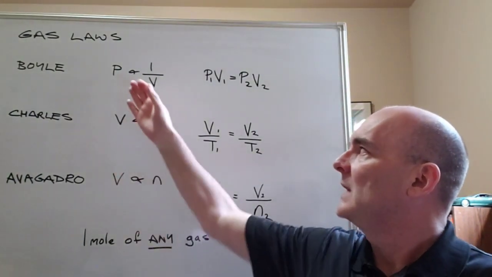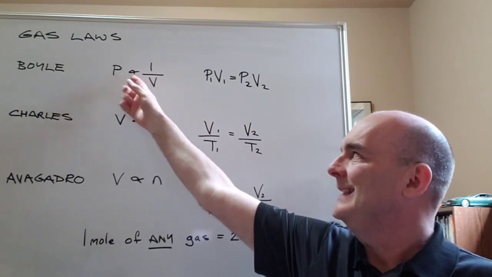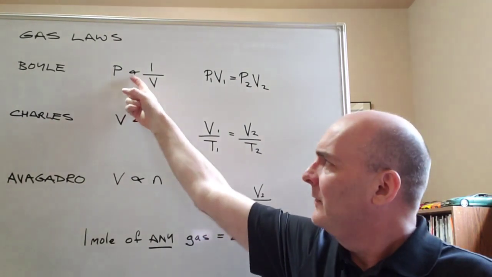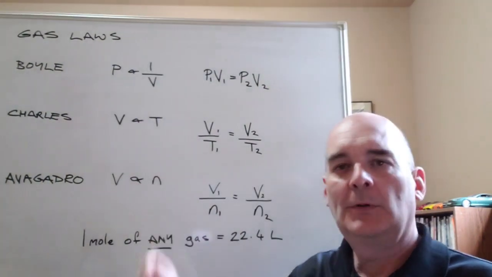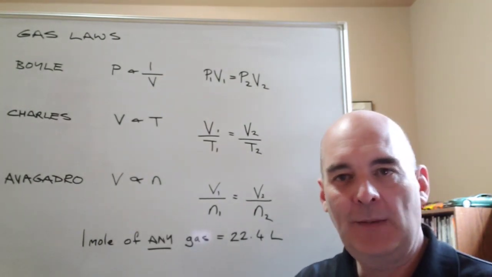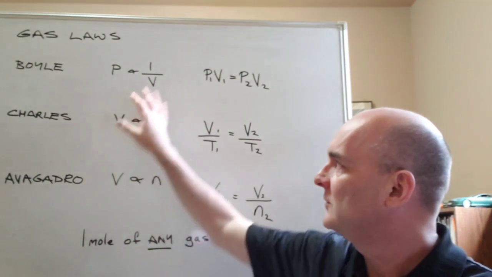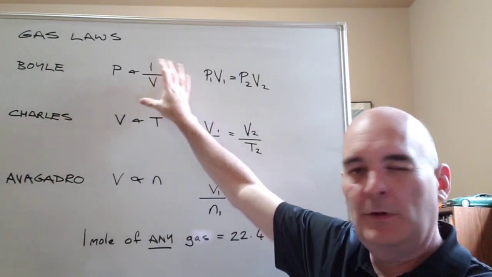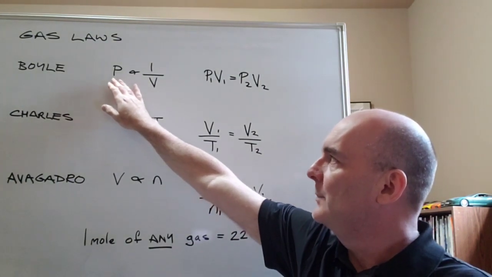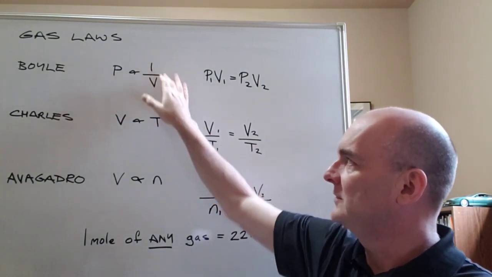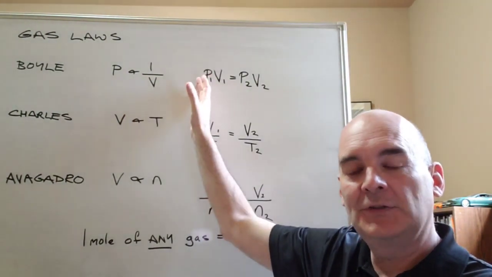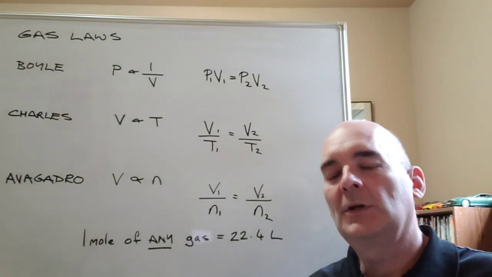Boyle's law says that the pressure of a gas is inversely proportional to its volume. This little alpha symbol is the proportionality sign. It's not the same as an equal sign because there is another number in here somewhere. There's a constant somewhere associated with that. So it's the same as saying pressure is equal to a constant divided by volume, which means that pressure times volume is a constant.